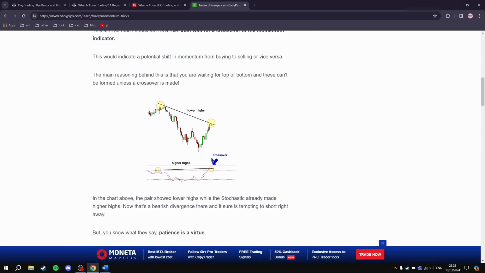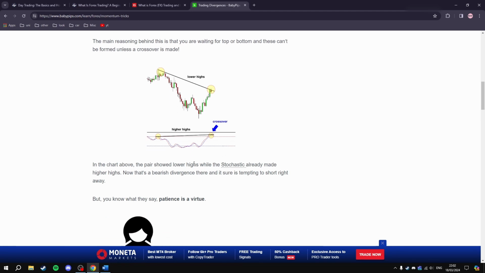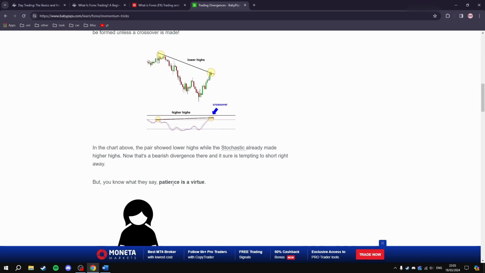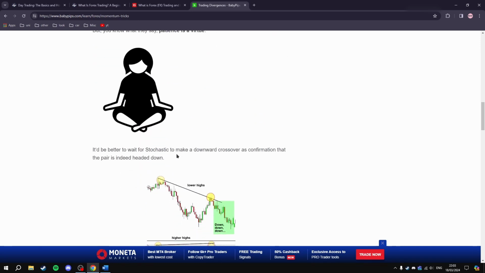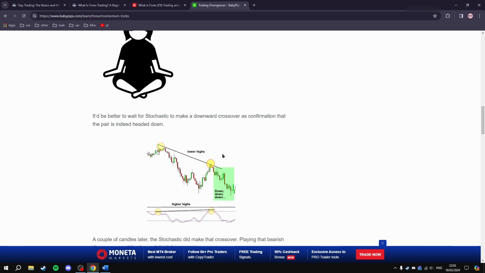Lower highs, higher highs, crossover. In the chart above, the pair showed lower highs while the stochastic already made higher highs. Now that's a bearish divergence there, and it sure is tempting to short right away. But you know what they say, patience is a virtue. It would be better to wait for the stochastics to make a downward crossover as confirmation that the pair is indeed headed down.